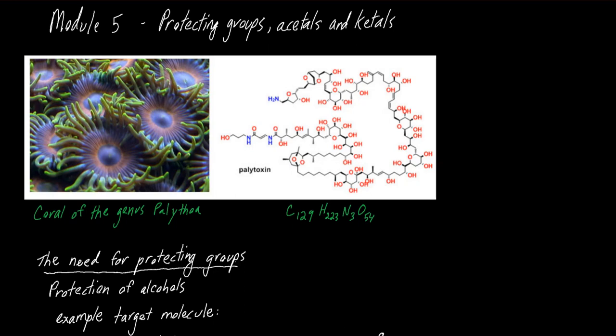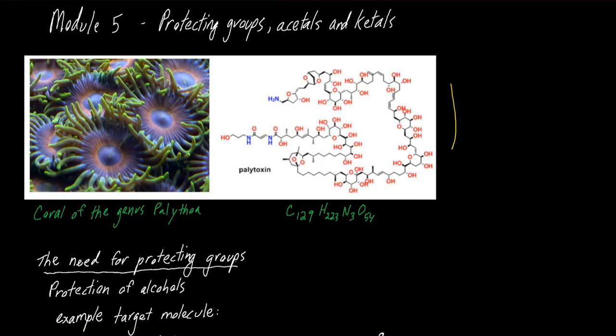This first video of Module 5 is on protecting groups, including acetals and ketals, although acetals and ketals serve other functions rather than only as protecting groups. We start with this famous example of the use of protecting groups for the synthesis of the molecule palytoxin. Look at this complicated molecule. This is a natural product.